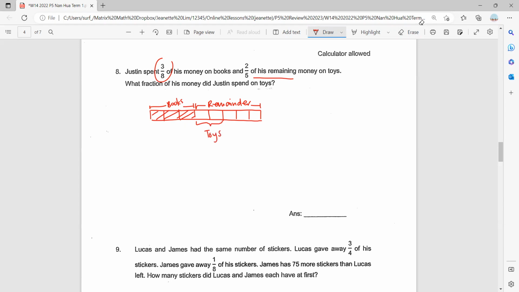So what fraction did he spend on toys? Toys is 2 units out of the whole thing, which is 8 units. So 2/8, which is 1/4.